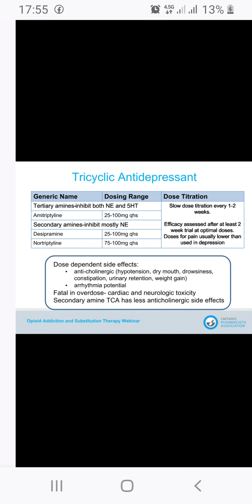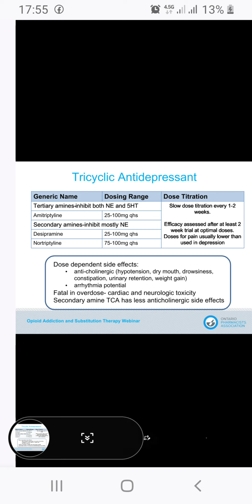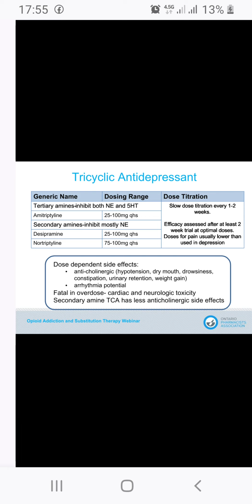So let's talk about the first big class, the tricyclic antidepressants, what I call an oldie but a goodie. They are broken down to tertiary amines, which inhibit both norepinephrine and serotonin, and the main drug there is amitriptyline. Secondary amines inhibit also serotonin, but mostly norepinephrine, and the two common medications are desipramine and nortriptyline.